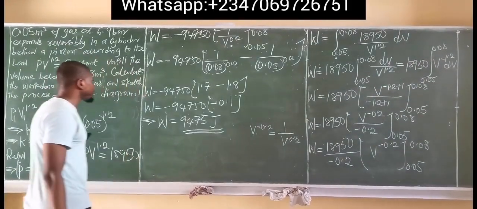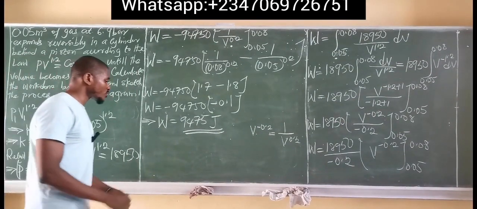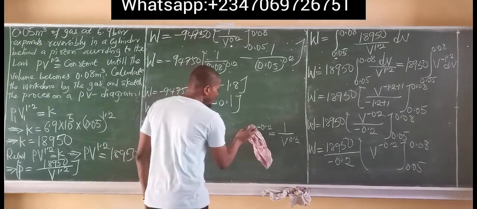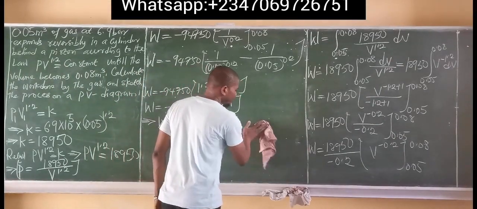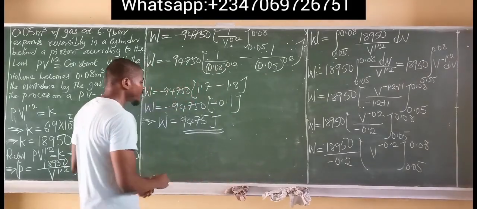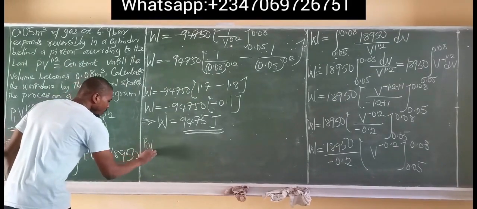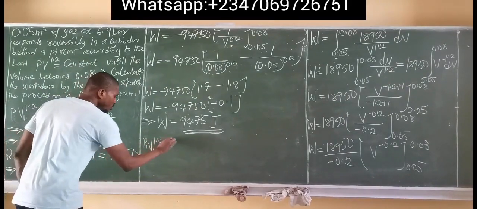So that is it for the first part of the question. The second part of the question says, sketch the process on a PV diagram. Now, to sketch the process on a PV diagram, we need to find the second value of pressure, because in the question, we are only given the first value of pressure. And you recall the law we stated earlier that P1 V1 to the power of 1.2 equals K.